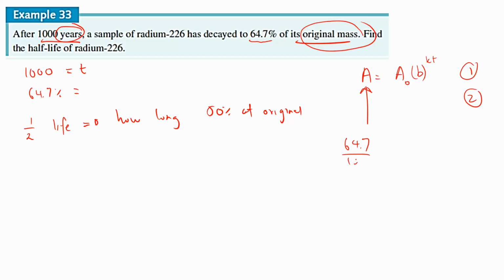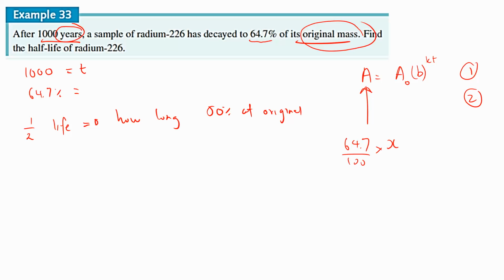64.7% means out of 100 of X, which technically is A naught, because that's what you don't know, the original mass. So A naught is what you started off with. And you're right, it said 64.7%, so that's your final amount. But your final amount's not 64. 64% just means 64 out of 100. What you want is 64 over 100 of the original. So the X is really your A naught.